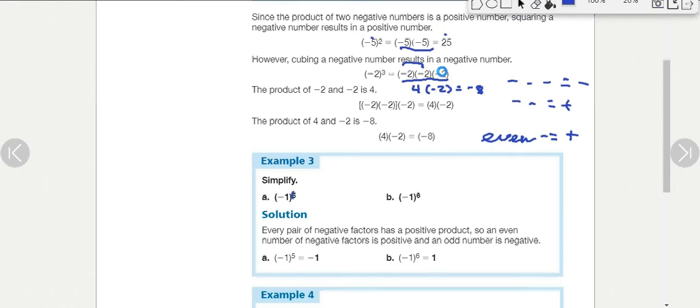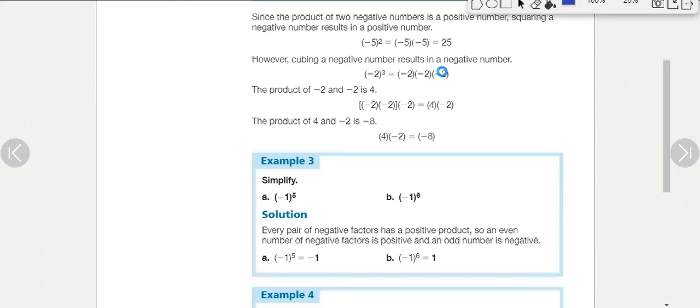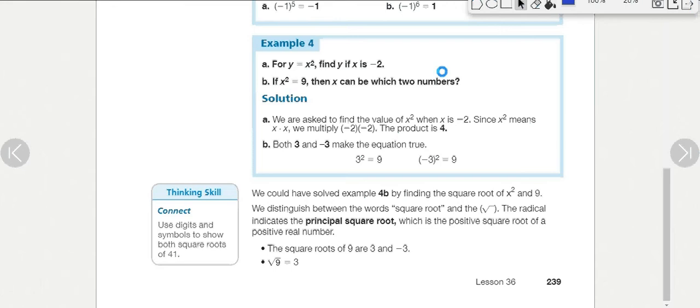So to the 5th means that I'm going to have an odd number of negatives. That's going to stay negative. I don't even have to write it all out. Negative 1 times negative 1. You could start grouping them up and saying, okay, I got 2 here, and then I'll have 1 left over, which means it's going to stay negative. But you can just see it's an odd number. Odd number of negatives means negative. But then the even number, like to the 6th, really means times itself 6 times. They're going to all even out. You're going to have a positive final answer.